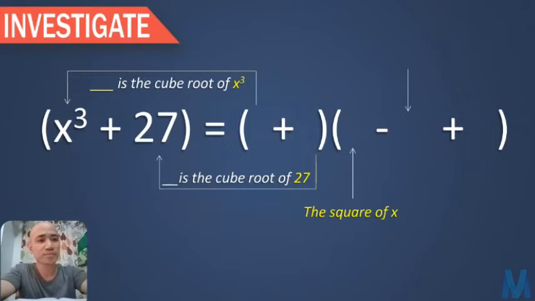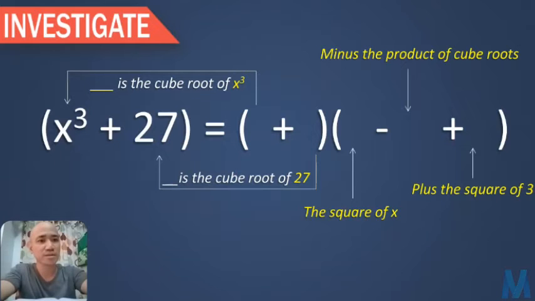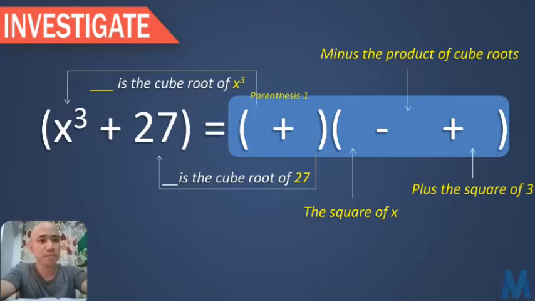Kag sa dako nga parentheses. Okay, so sa dako naman nga parenthesis, the first term is the square of x, the second term is the product of cube roots, and the third term is the square of 3, ang cube root ng 27 is 3. Okay?